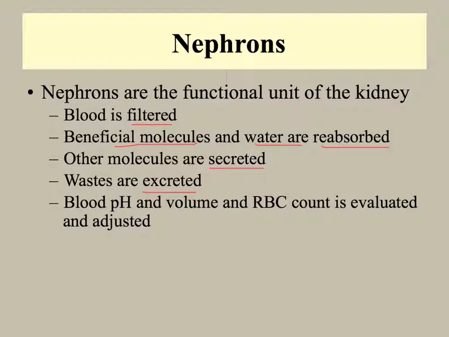And various sensors in the nephrons in the kidneys are all looking at what's the pH of the blood, what's the pressure of the blood, what's the red blood cell count. These are all things that are being evaluated and adjusted through the homeostatic mechanisms, some of which we've talked about already.